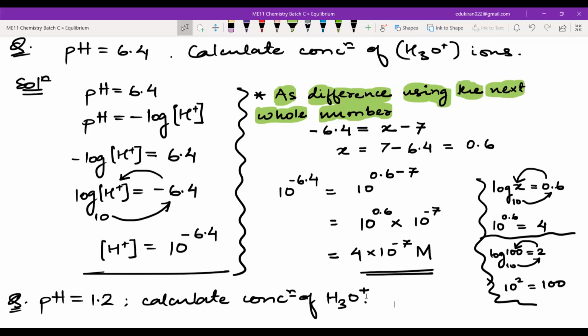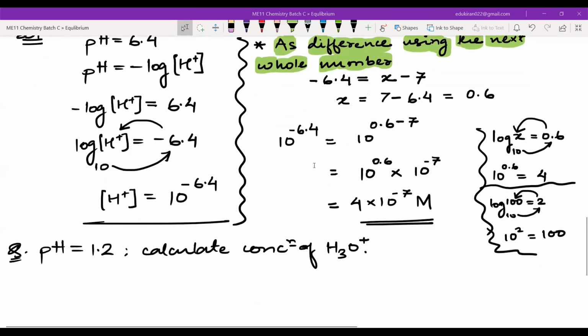Sir, I'm stuck. Where are you stuck? Tell me. Sir, at the last step, I got 10 raised to 0.8.